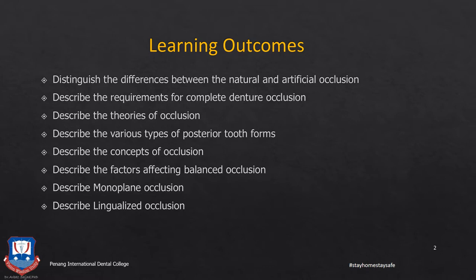You should be able to describe the requirement for complete denture occlusions. You should also know about the theories of occlusion as well as you should be able to declare the various type of posterior tooth forms. These two things have already been covered in previous lecture, that is selection of artificial teeth.